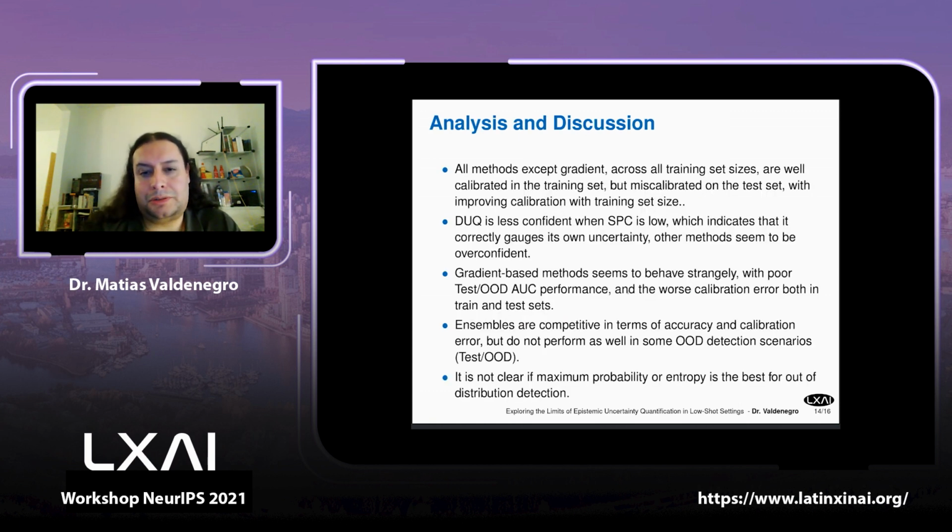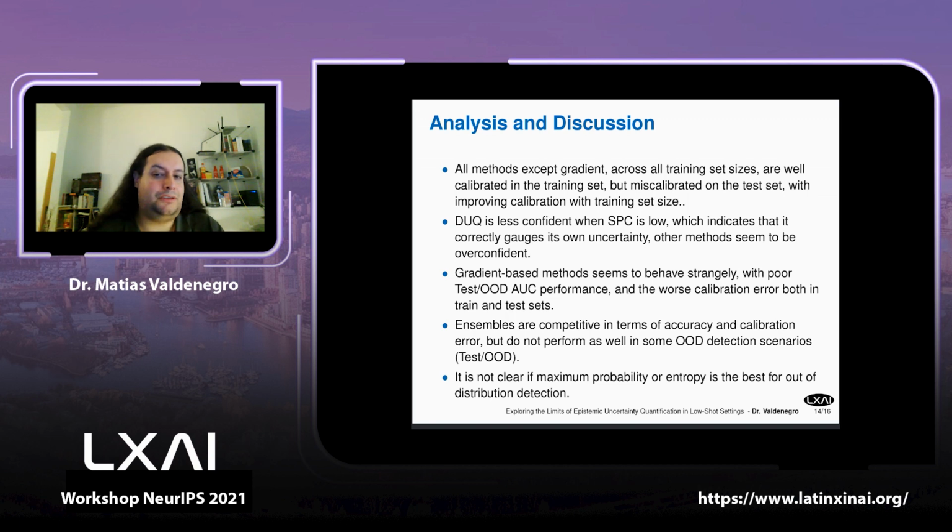And now we are close to the end, with some analysis and discussion. I mentioned a lot of these things already in the plots that we saw. All methods except the ones based on gradient uncertainty are well calibrated on the training set across all training set sizes, but they are miscalibrated on the test set, with calibration improving with training set size. And I think this is problematic, because calibration should not actually depend on training set size. There are some models that maybe have less dependence on the size of the training set in terms of calibration, but most models have a very clear linear relationship with this, where the model becomes more calibrated, with less calibration error, as the size of the training set increases.